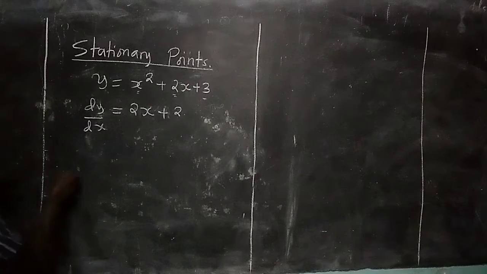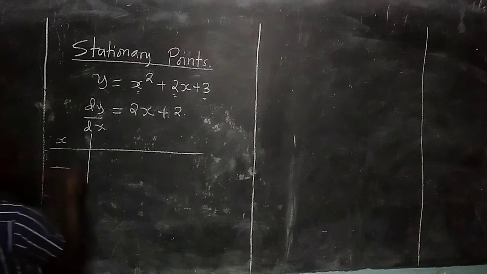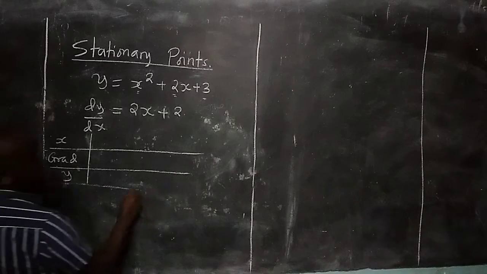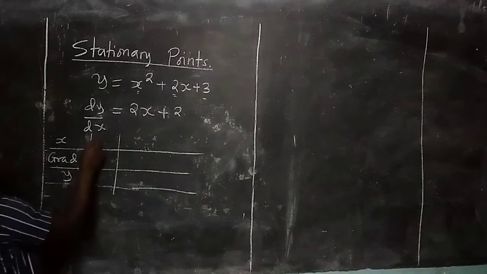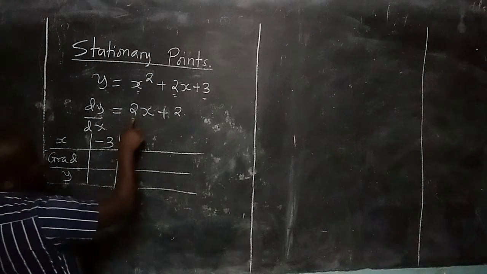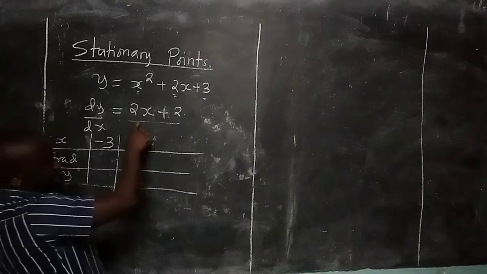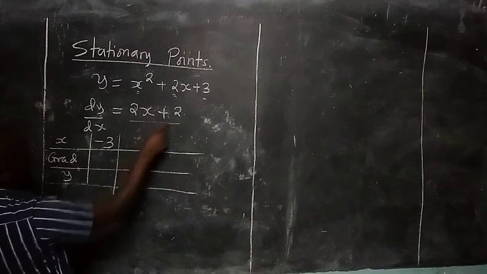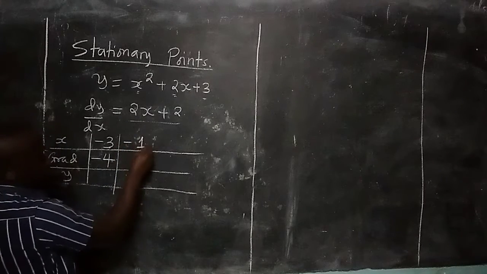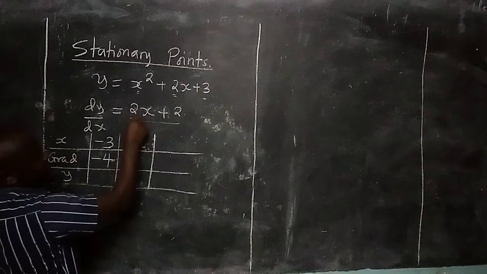Therefore, we can now have the gradients at given coordinates of x, and then we can also have the y coordinates. When we start from negative 3, for example, when x is negative 3, the gradient function will be, when we substitute negative 3 in this gradient function, negative 6 plus 2, we get negative 4. We can get to something like negative 1, whereby at negative 1, the gradient will be negative 2 plus 2.